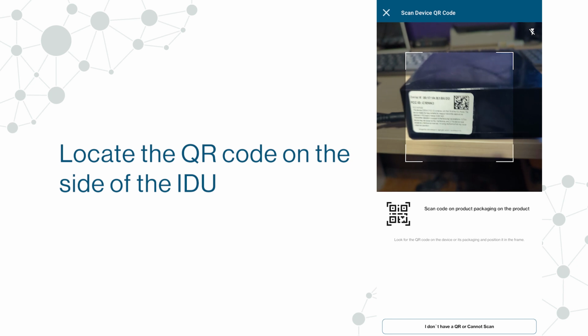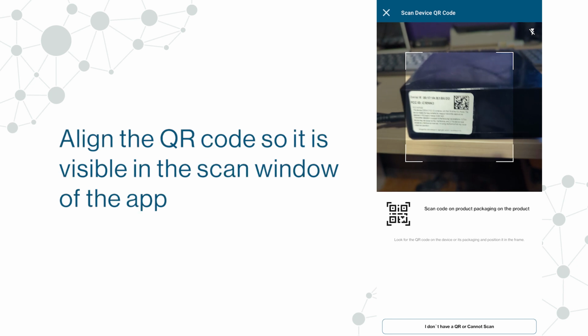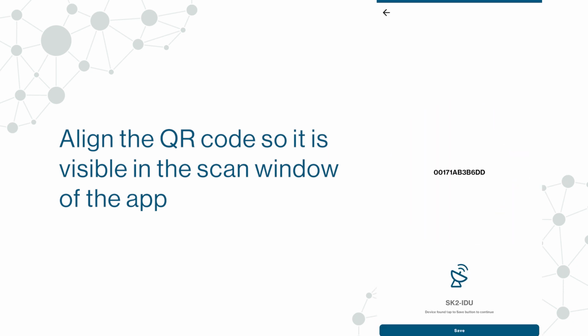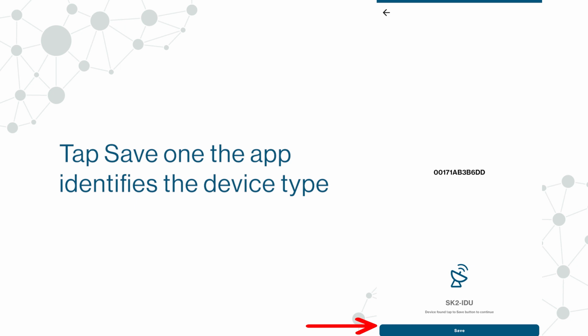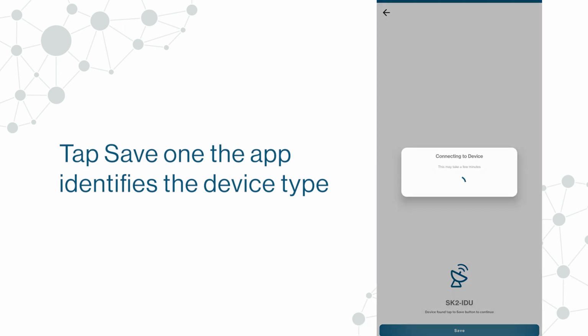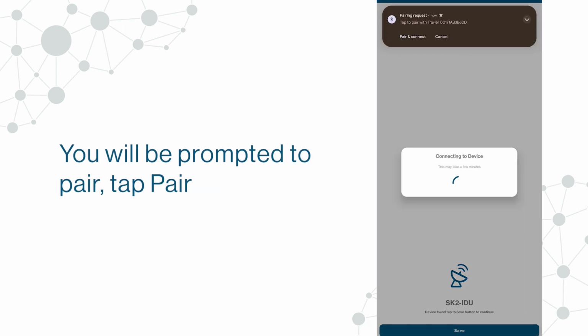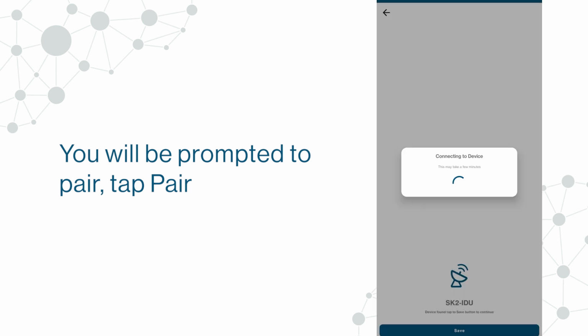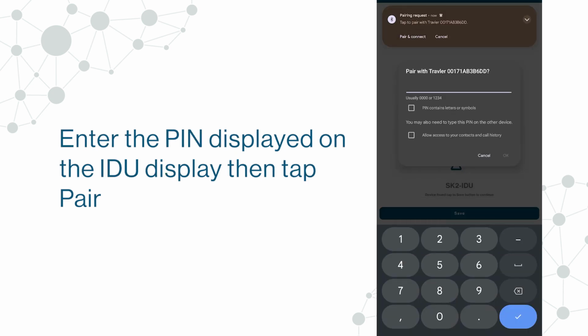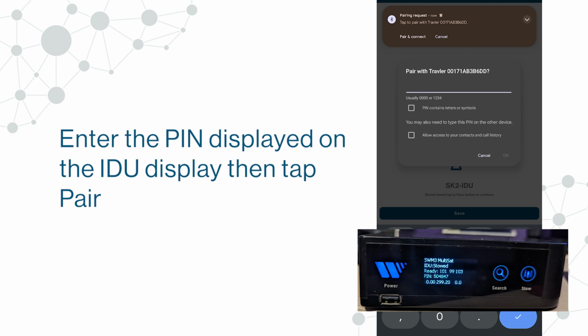Locate the QR code on the side of the IDU. Align the QR code so it is visible in the scan window of the app. Tap Save once the app identifies the device type. You will be prompted to pair, tap Pair. Enter the PIN displayed on the IDU display, then tap Pair.